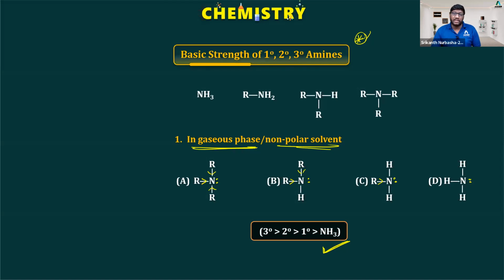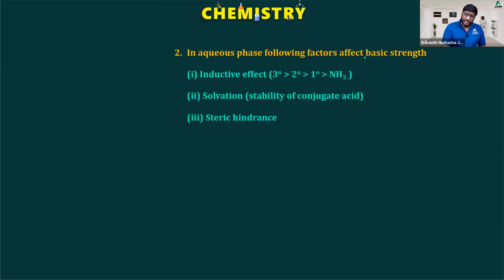But in most cases, we have primary, secondary, and tertiary amines in polar solvents. In the polar solvent or aqueous phase, we have to consider three factors. One is the inductive effect. Based on the inductive effect, we can say tertiary amines are greater than secondary, then primary, then ammonia. Other is solvation, and the other is steric hindrance. We will understand what solvation and steric hindrance are now.